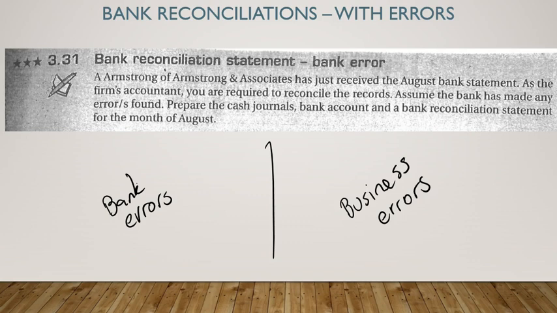Whereas the bank errors are a little more in depth. So how we know what we're doing is every time you get a bank reconciliation, you will see something like this: assume the bank has made any errors found. It might say assume any errors have been made by the bank, or assume all errors are in the bank statements, or assume all errors are in the business statements, but they will tell you. It doesn't mean there are errors in there, but they will tell you who's made them because it will change what you have to do.